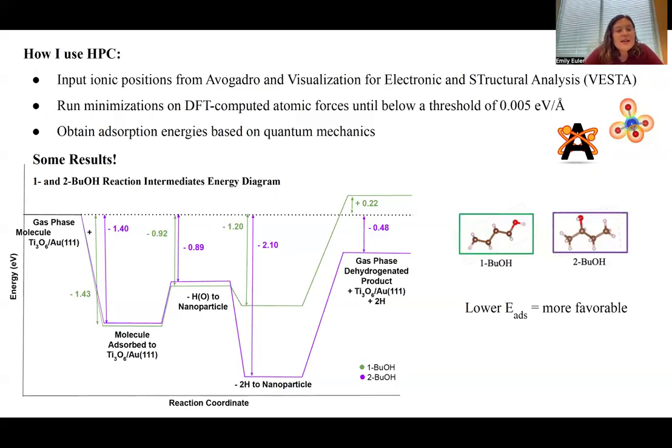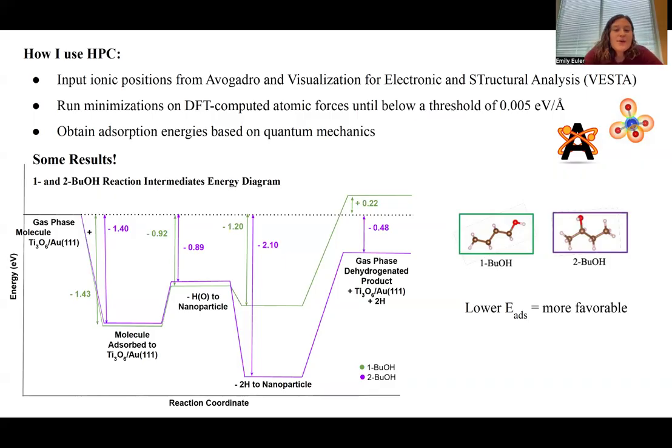From this, I can obtain adsorption energies based on quantum mechanics. Here at the bottom, you can see some results that I've been able to gain from the calculations into the adsorption energies. The arrows represent the adsorption energies, and a lower adsorption energy is more favorable. With the green pathway, that's 1-butanol. The 2-butanol is the purple pathway.